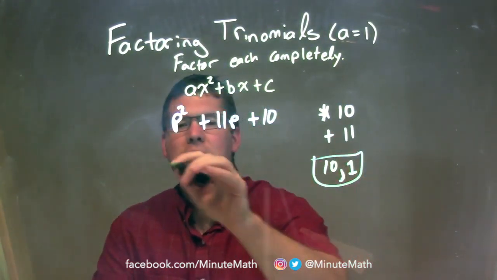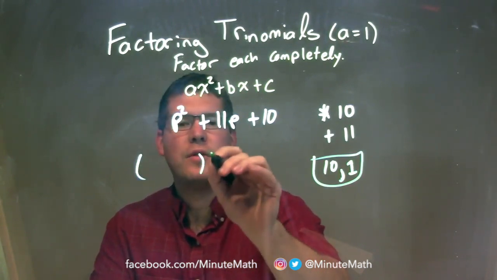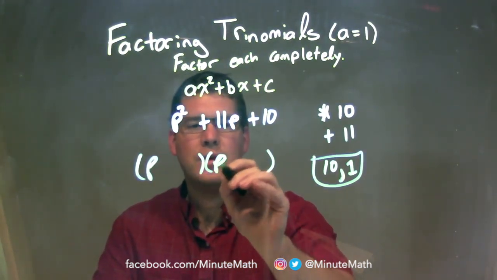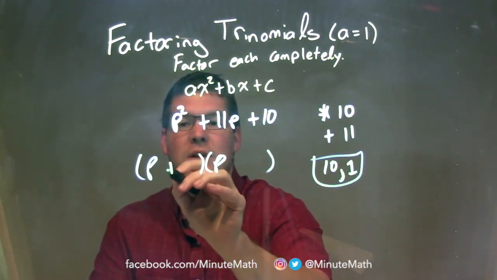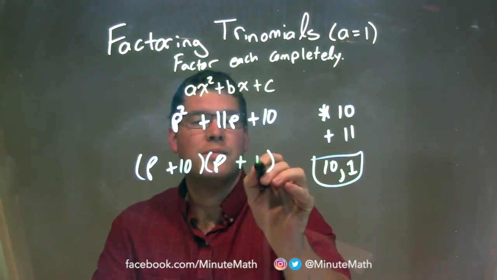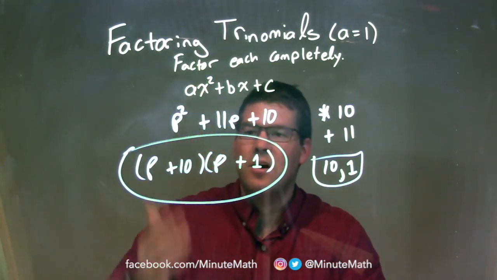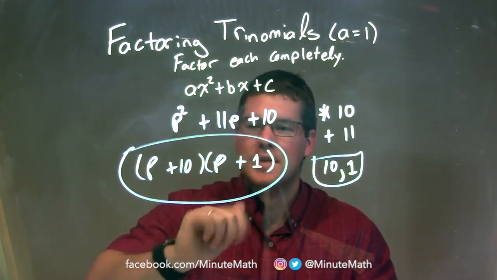This was a little tricky, but as we have it, we can break this down into two parentheses. P at the beginning of each one. And then we have a plus 10 and a plus 1. And there we go. Our final answer here is just our factored form of p plus 10 times p plus 1.